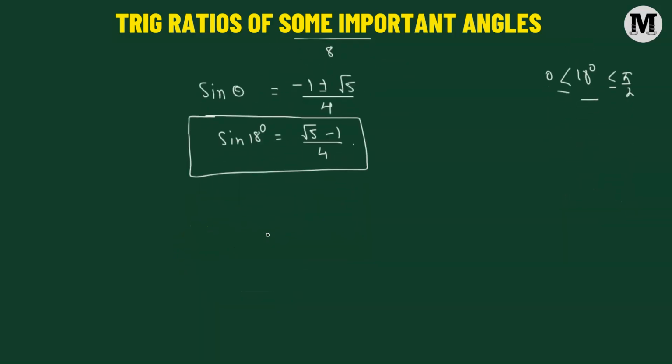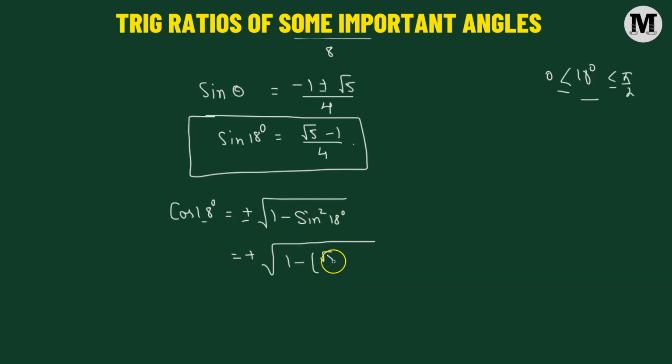Okay, very important result. Now that we have the value of sine 18 degree, we can immediately find out the value of cosine 18 degree as well. So cosine 18 degree is going to be plus or minus the square root of 1 minus sine squared 18 degree. Now 18 degree still lies in the first quadrant, so cosine is also going to be a positive value.